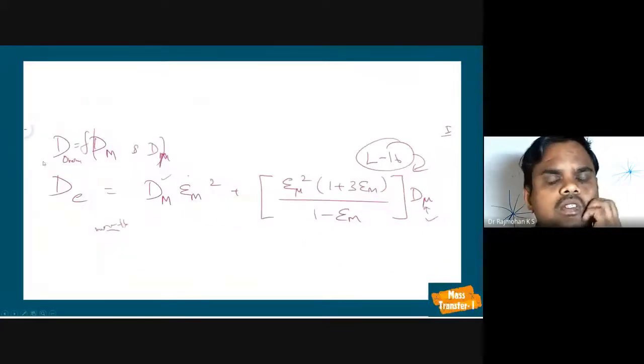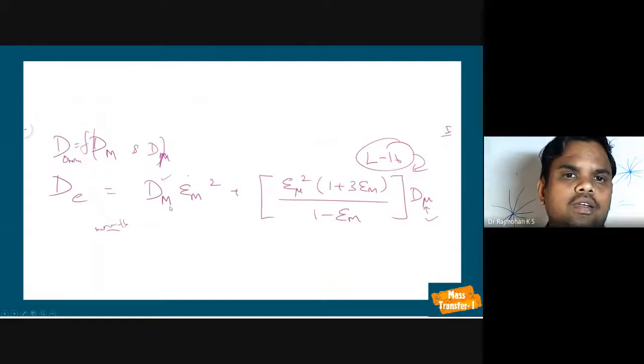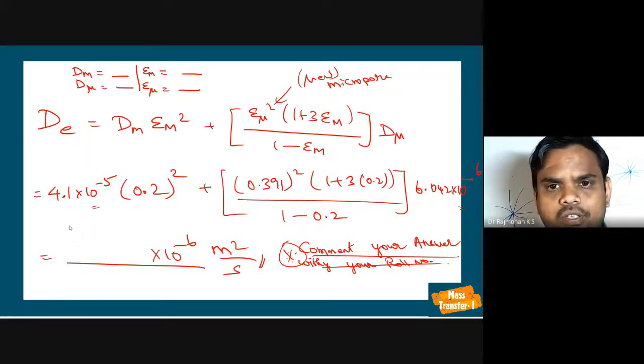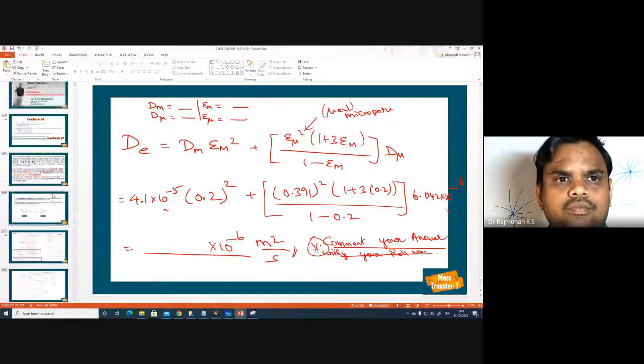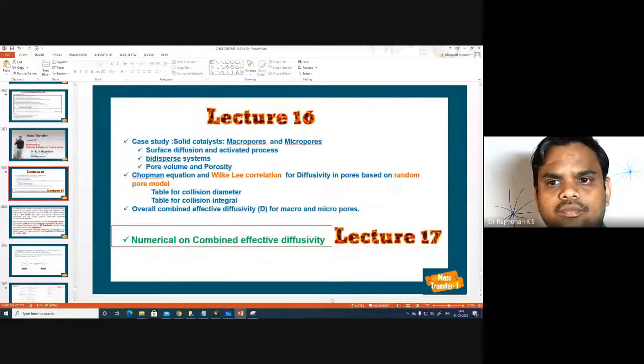I will repeat. So we have the overall effective diffusivity for a macropore and micropore as a function of effective diffusivity in macropore and effective diffusivity in the micropore. So it is a function of both of them. So we have this expression: dE equal to dm epsilon m square plus epsilon mu square into 1 plus 3 epsilon m by 1 minus epsilon m into d mu. We have substituted all the four values which we have calculated earlier and obtained the final answer in the range of 10 power minus 6 meter square per second. Okay, so please write your answer, comment your answer along with your roll number.